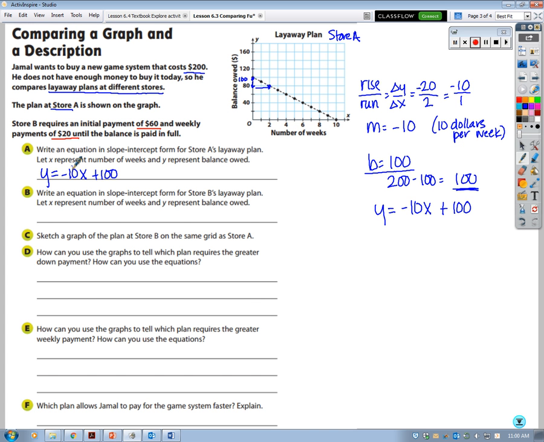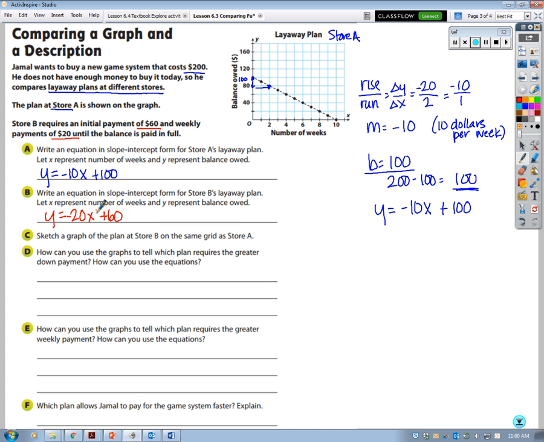So let's go ahead and take a look here at B. Write an equation in slope-intercept form for store B's layaway plan. So we've got the information here. It has an initial payment of $60 and the payment of $20 per week until it's paid in full. So in this case, we've got Y equals negative 20x, right, because he's paying against it. He's paying it down, plus an initial fee of 60. So he had to pay 60 first, and then he has to pay off the rest at $20 a week.